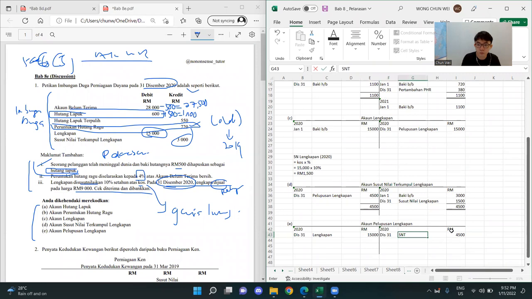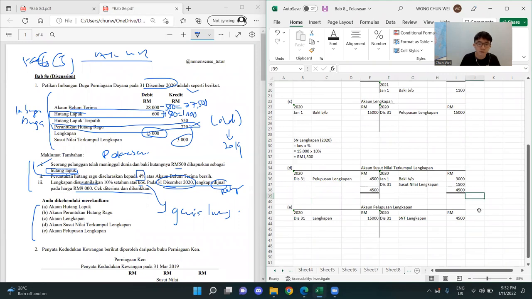SNT, susut nilai terkumpul, lengkapan. Then, after that, will be your bank. I told you right. So cheque diterima, the bank. So bank is debit lah because wang masuk mah. Right. So how much yang kamu terima? 9,000. So from here you can see mana lebih besar.